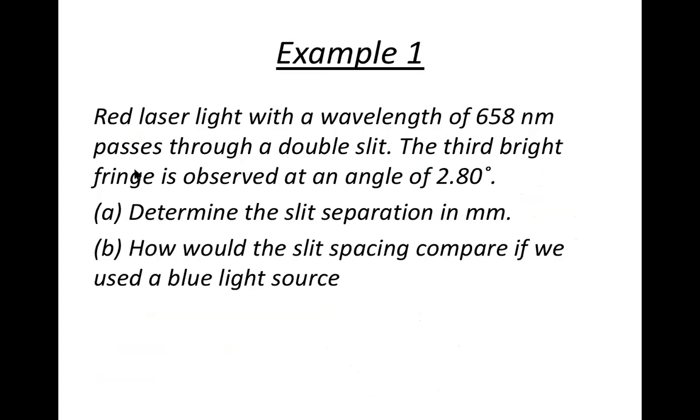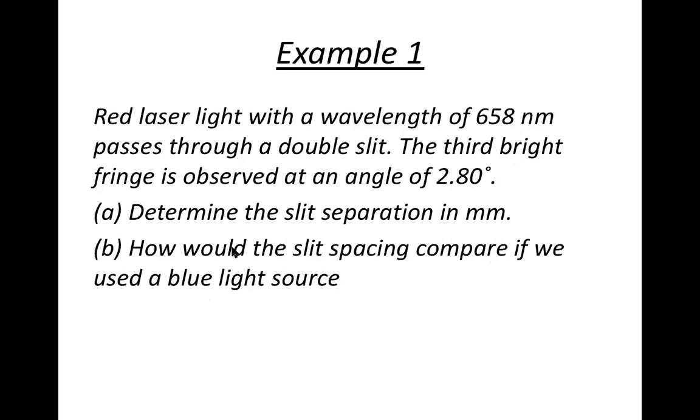So for our first example, we have a red laser light with a wavelength of 658 nanometers passing through a double slit, and the third bright fringe is observed at an angle of 2.80 degrees. Determine the slit separation in millimeters, and how would the slit spacing compare if we used a blue light source?